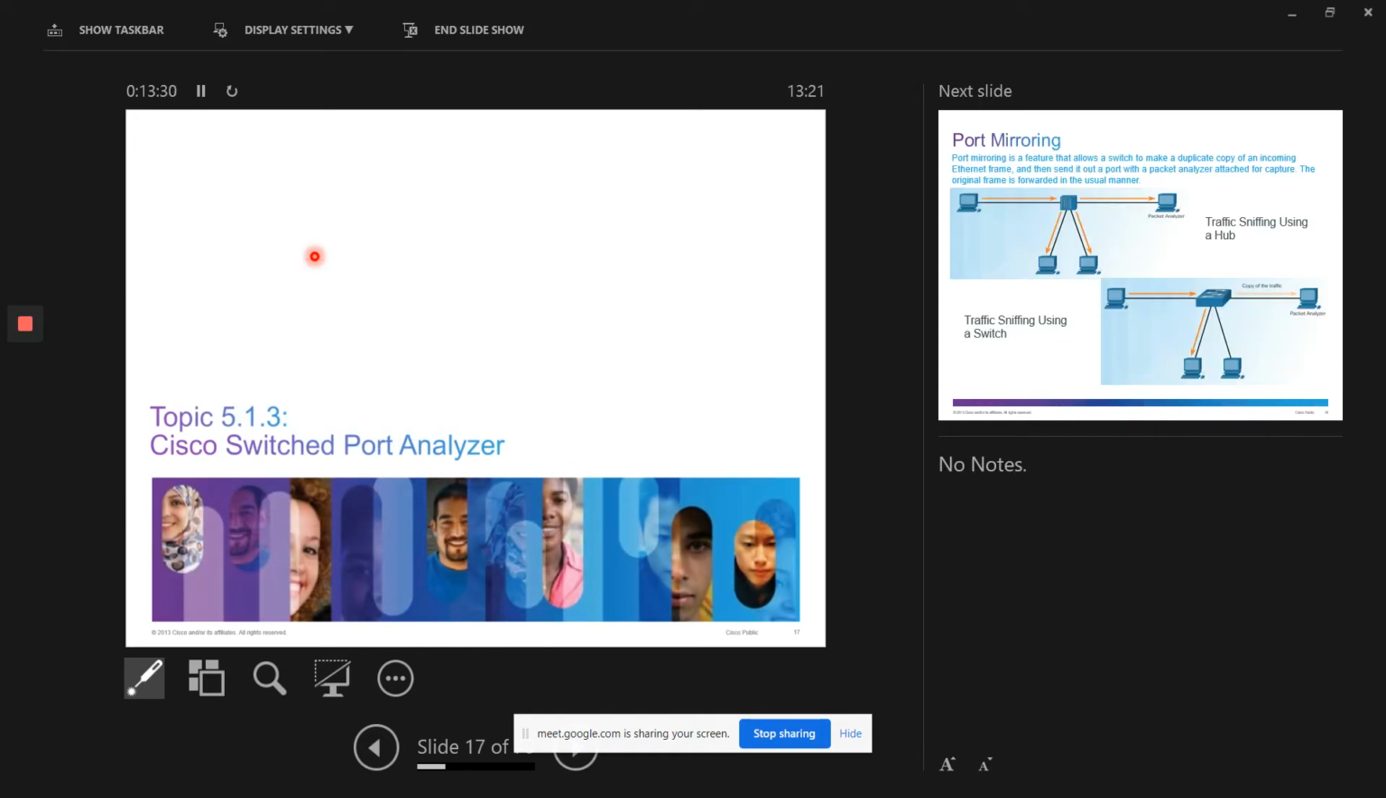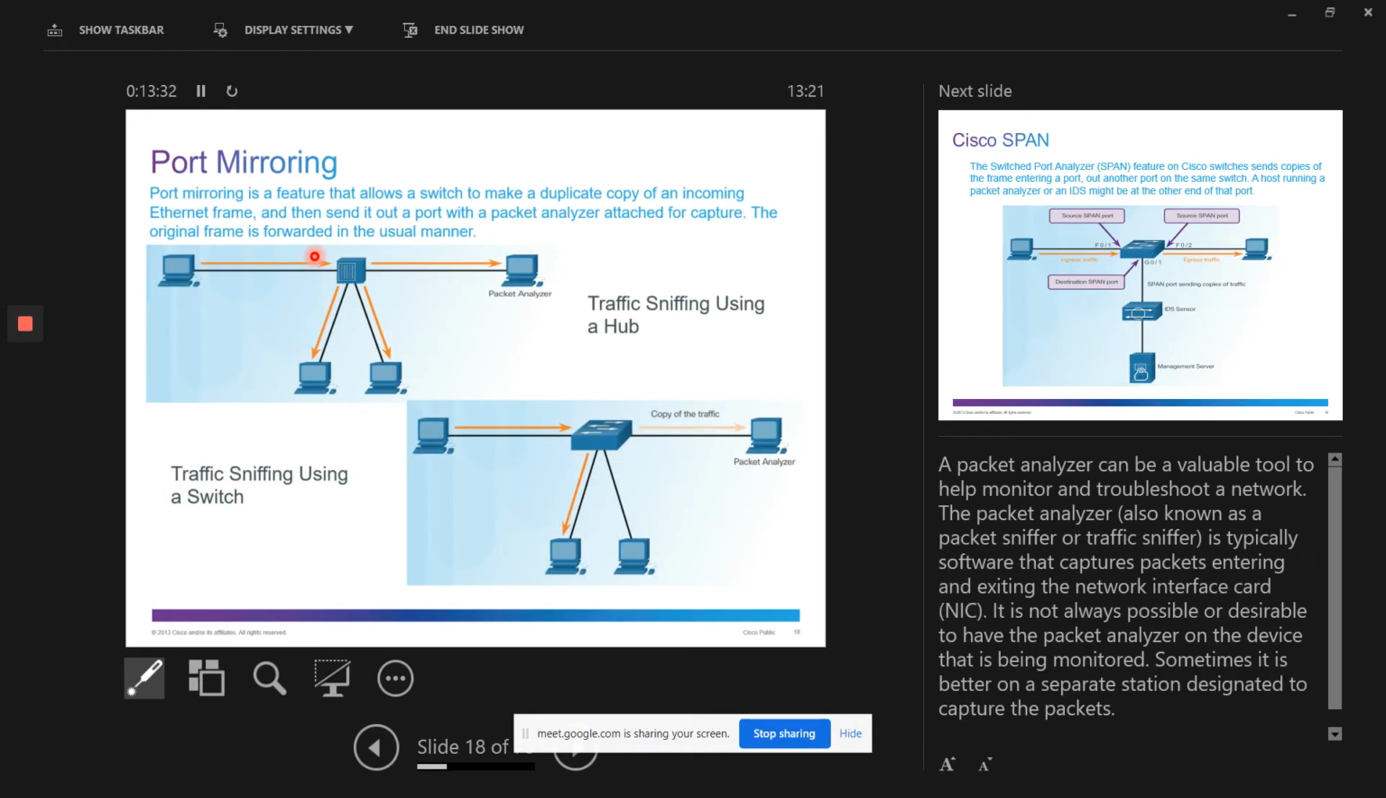Now the next one is the Cisco Switched Port Analyzer. A packet analyzer can be a valuable tool to help monitor and also troubleshoot a network. It is also known as a packet sniffer or a traffic sniffer. It is mainly software that captures packets entering and exiting the network interface card. It is not always possible or desirable to have the packet analyzer on the device that is being monitored. Sometimes it is better to have a separate station designed to capture those packets.